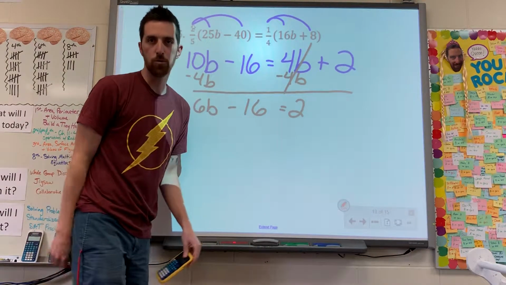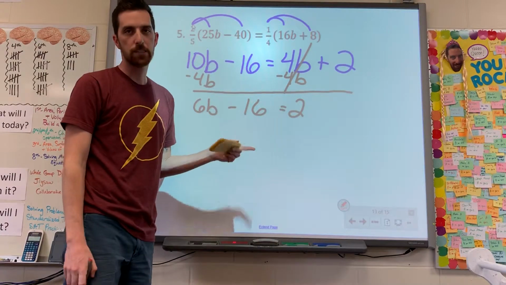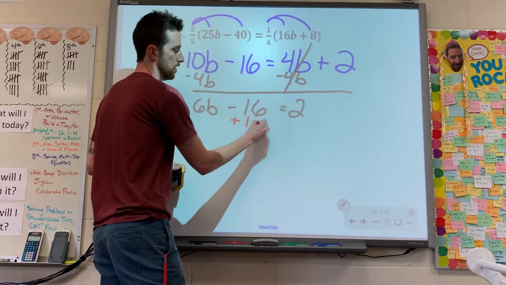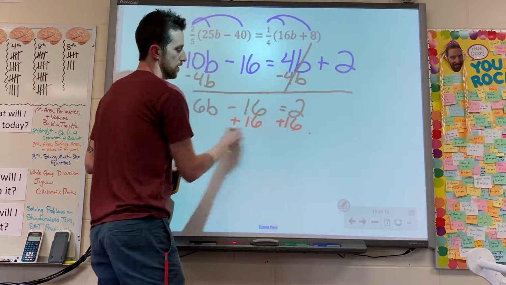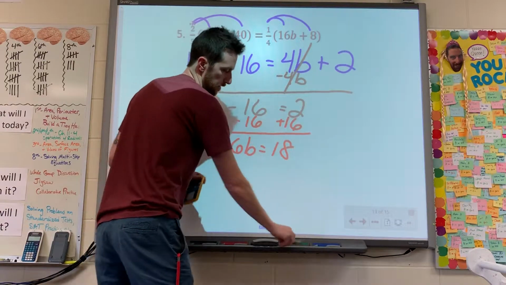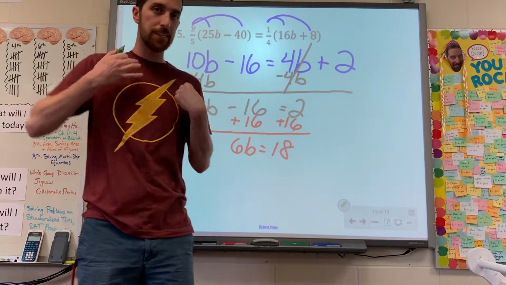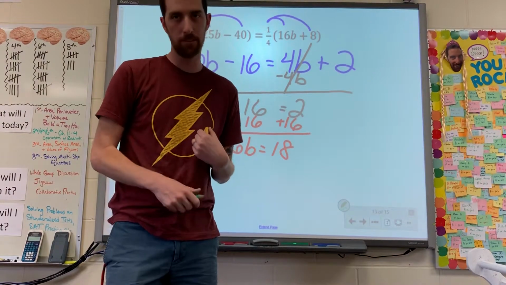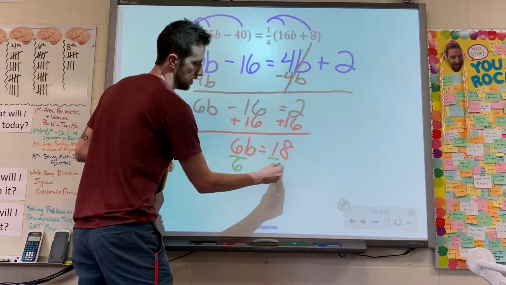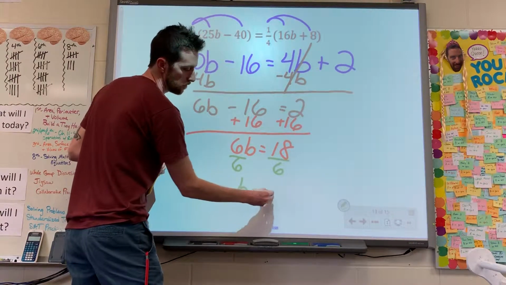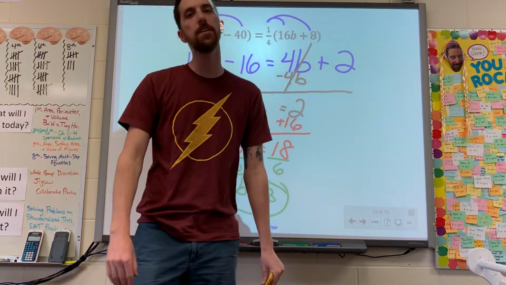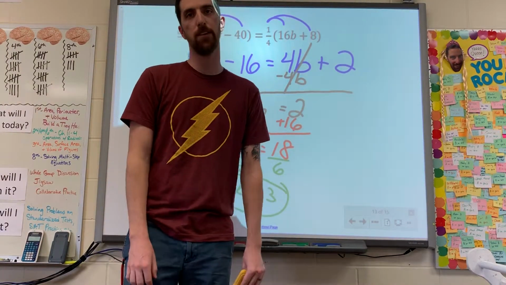And now we're back to a 2-step equation. Minus 16, how do we get rid of it? Plus 16. 6b equals 18. I don't want 6b, that's 6 times b. How do we get rid of the 6? Divide it. b equals 3. Figure out the letter that corresponds with that. Throw it on the front in that blank.